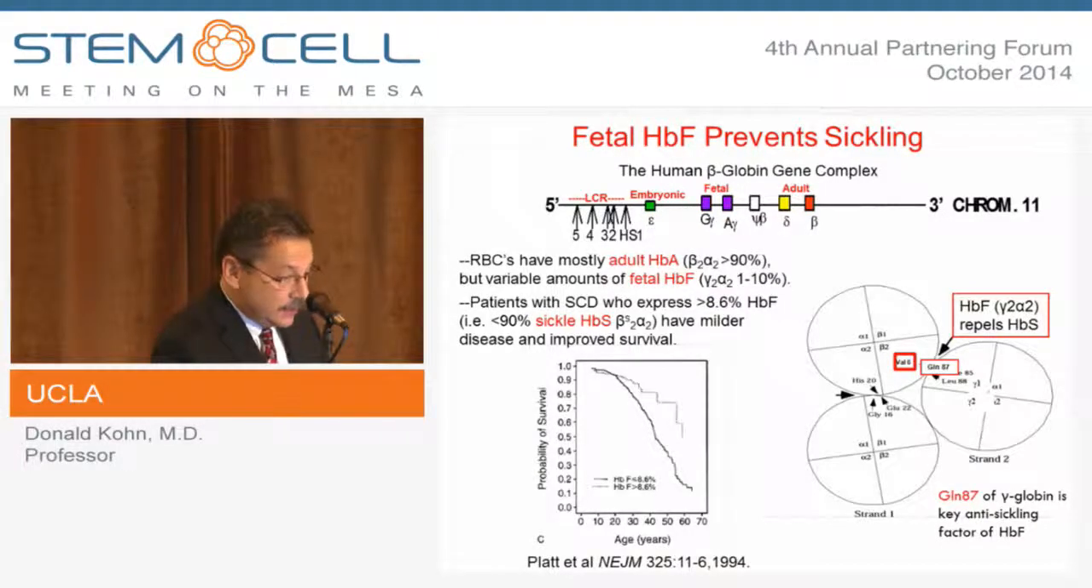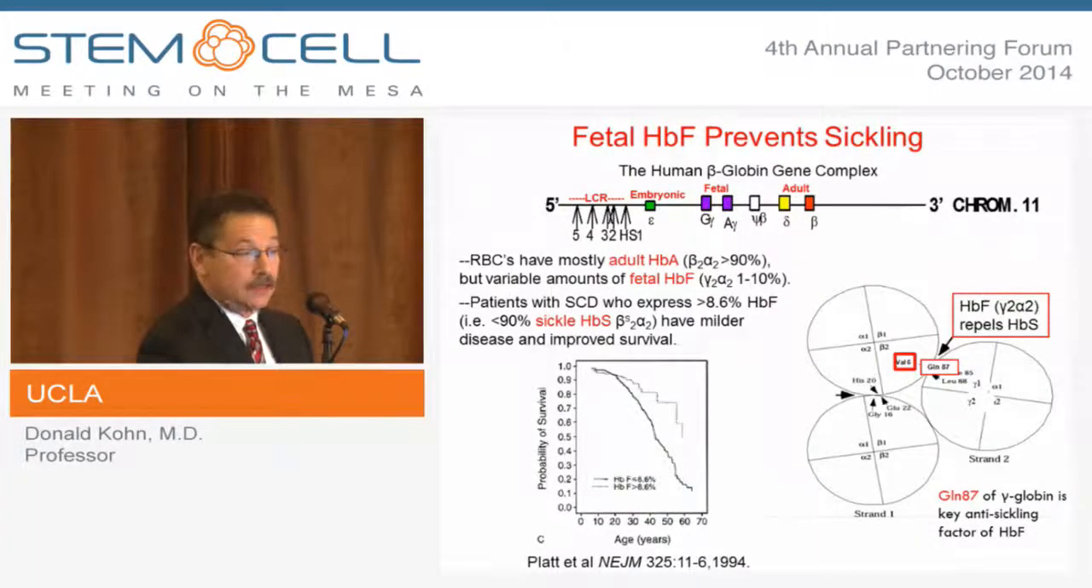And the explanation is shown on the right. Where there's that hydrophobic pocket on the adjacent hemoglobin tetramer, fetal globin has this hydrophilic glutamine there that prevents this axial contact. So in fact, fetal globin is dominantly anti-sickling. And so we're going to express a beta-globin that has that glutamine 87 and other amino acid changes to make it have the anti-sickling activity of fetal globin.